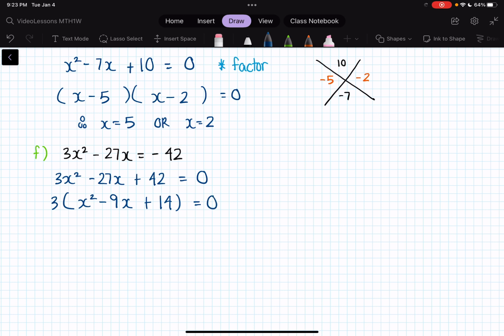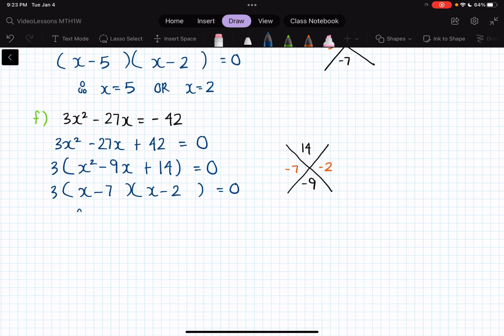So now we're going to factor the quadratic. And remember, a quadratic will factor into 2 brackets. I'm going to draw my X or my diamond puzzle over here for us to follow along with. So we need 2 numbers that multiply to 14 and add up to negative 9. Those are negative 7 and negative 2. And therefore, x equals 7 or x equals 2.